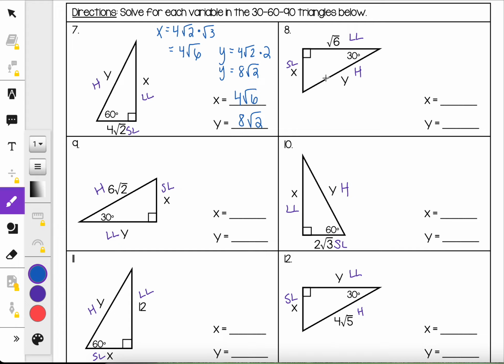For number 8, I am given my long leg first, so my only option is to go to my short leg. So I'm going to find x first. If I'm given my long leg and I want to find my short leg, I'm going to divide by the square root of 3. Now, because both of these numbers are inside radicals, I can just divide them. So 6 divided by 3 is 2, so we have the square root of 2 there. And then y is going to be 2 times my short leg, which is root 2, to just get 2 radical 2.